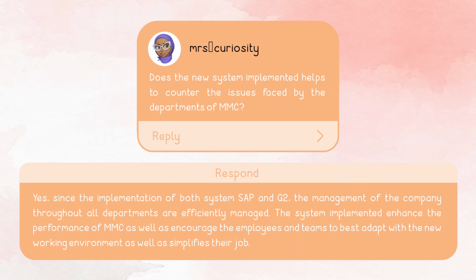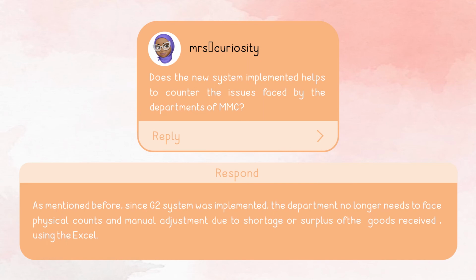Since the implementation of both systems, SAP and G2, the management of the company throughout all departments is efficiently managed. The system implemented enhanced the performance of MMC as well as encouraged the employees and teams to adapt to the new working environment and simplified their jobs. As mentioned before, since the G2 system was implemented, the department no longer needs to face physical counts and manual adjustments due to shortage or surplus of the goods received using Excel.